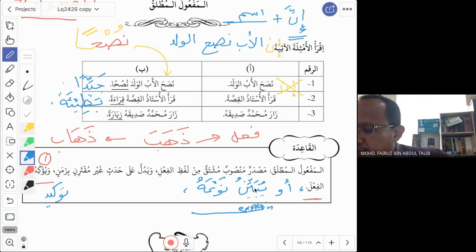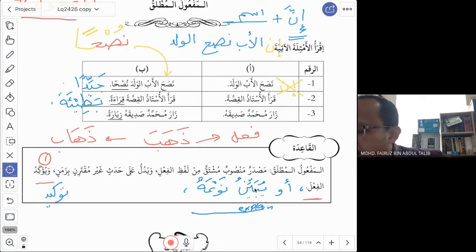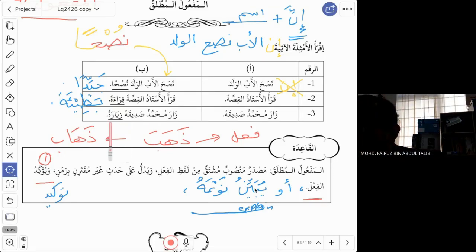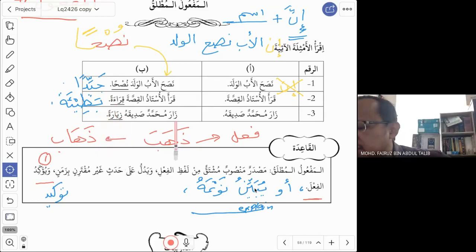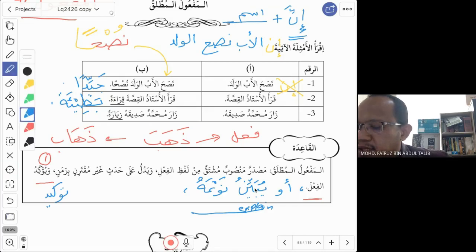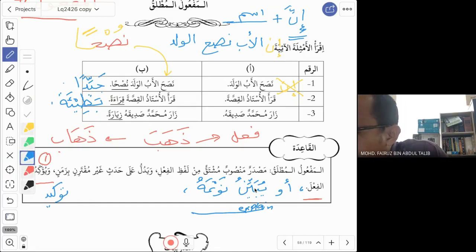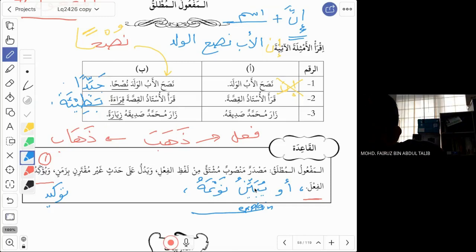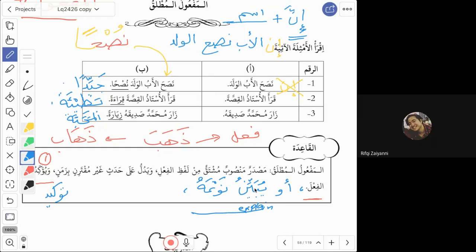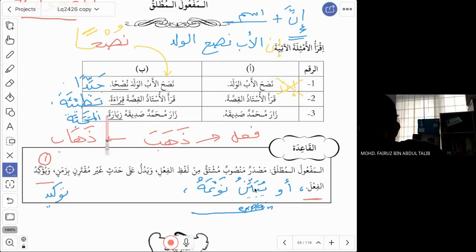Another example, the last example. Zara Muhammadun sadiqahu ziyarah. Muhammad visited his friend. Now you have only one word, ziyarah. So again, this is to emphasize. But sometimes they might write Zara Muhammadun sadiqahu ziyaratal mahabbah. What kind of visit is that? What is mahabbah? Loving. So it is not just a normal visit. He visited his friend with this kind of visit, meaning that he visited because he loved his friend.